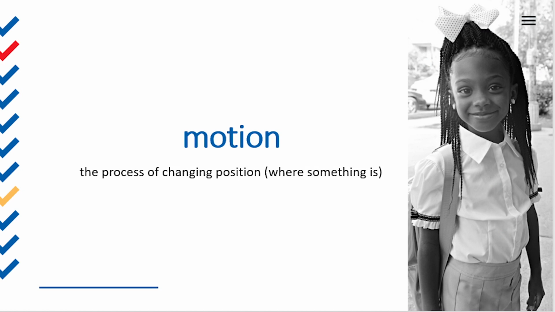Before we explore motion and acceleration, let's first understand the definitions of both of those concepts. Now, motion and acceleration are each a process. A process is just something that takes time. And motion is the process of changing position. Position is just where something is at that moment.